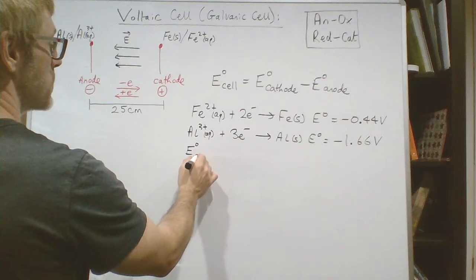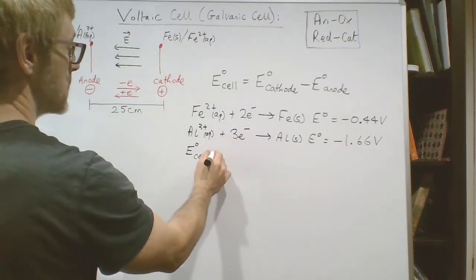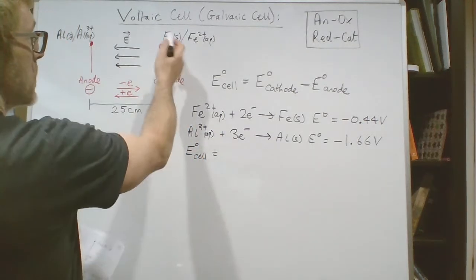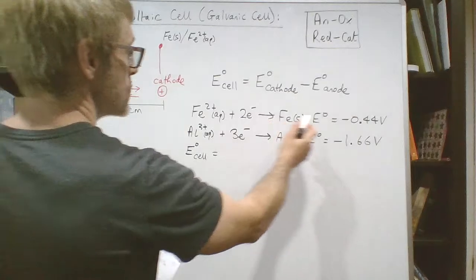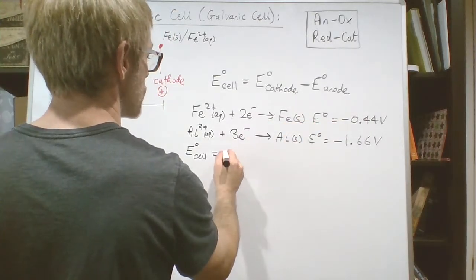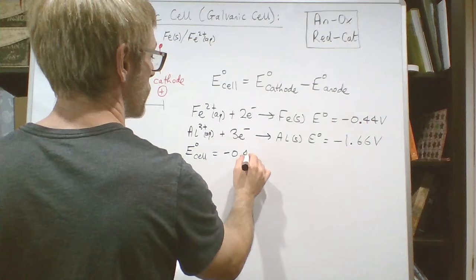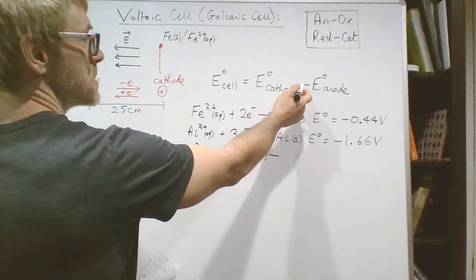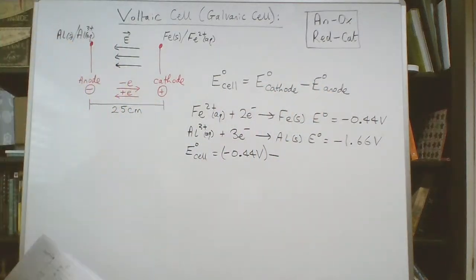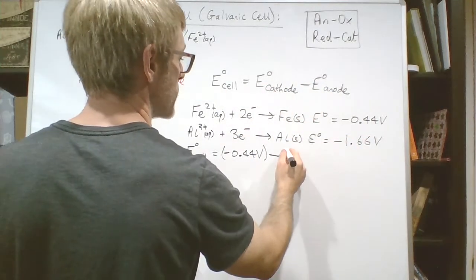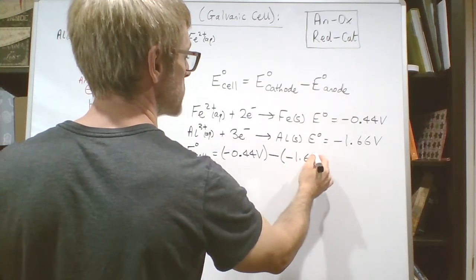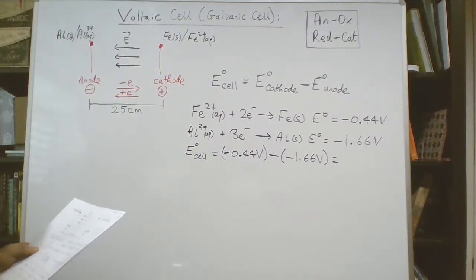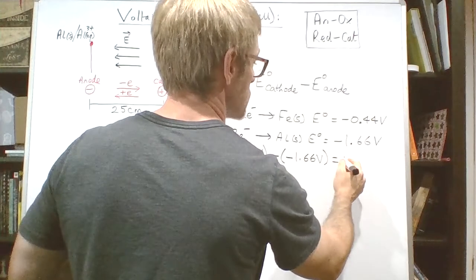So the standard cell potential of our galvanic cell here is going to be the cathode. The cathode is the iron material, so we use the iron value. So it's negative 0.44 volts. Minus the anode value. The anode is the aluminum, so we take the aluminum value, which is minus 1.66 volts. And this is going to sum to positive 1.22 volts.